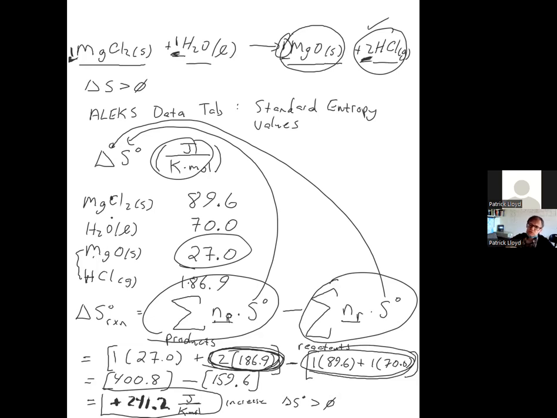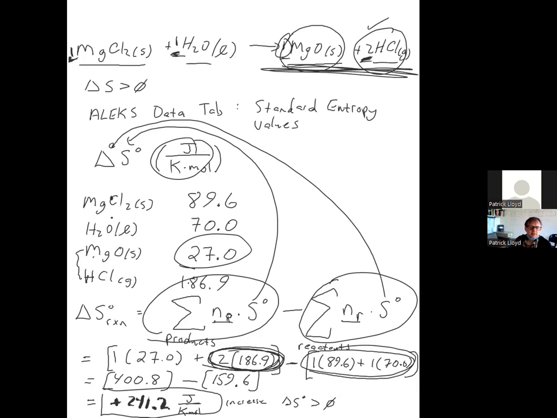So this process would result in more disorder, which in a sense means less useful energy. Once this is done, the change in entropy results in a less useful form of energy. Okay.